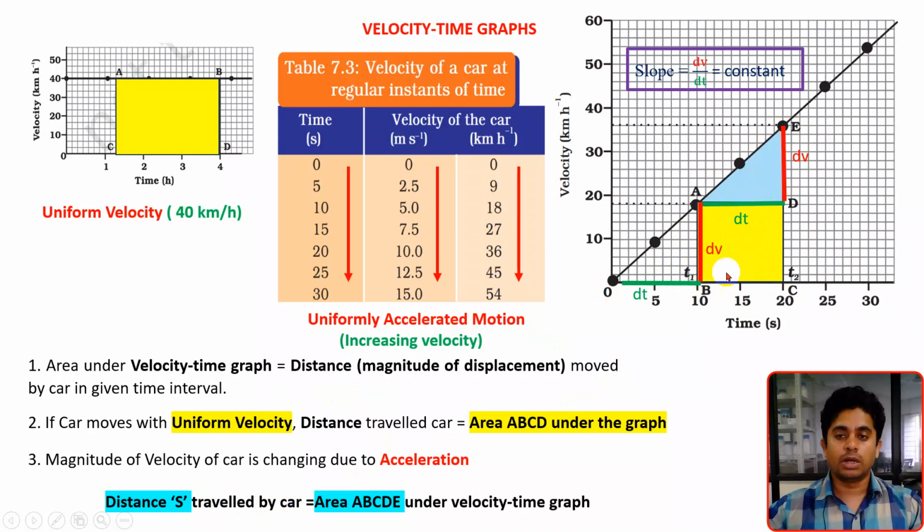One more important thing about this diagram is that the magnitude of velocity of the car is changing due to the acceleration. Earlier we discussed that if you want to bring a change in velocity, there are three options. First, you change the speed of the object. Second, you change the direction of the motion. And third, you change speed and direction together. Then you can bring the change in the velocity.